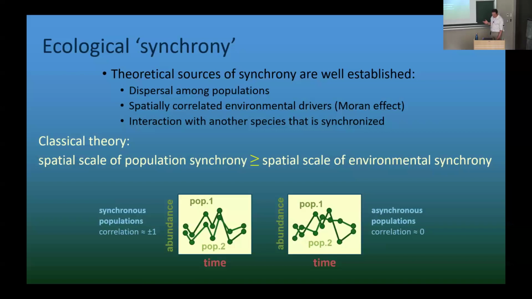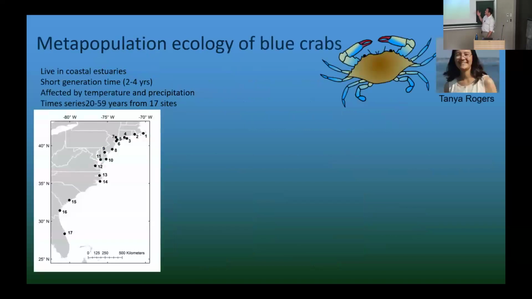Okay, so I got into this stuff actually because when Tanya Rogers was a PhD student, she was working on metapopulation ecology of blue crabs, and had assembled this really neat data set with 17 different sites going from Florida up to Massachusetts on the east coast of the US. And this is on blue crabs, which live in coastal estuaries, and as a consequence, they're strongly affected by temperature and rainfall. And we know a whole lot about these crabs, because they're commercially really important.